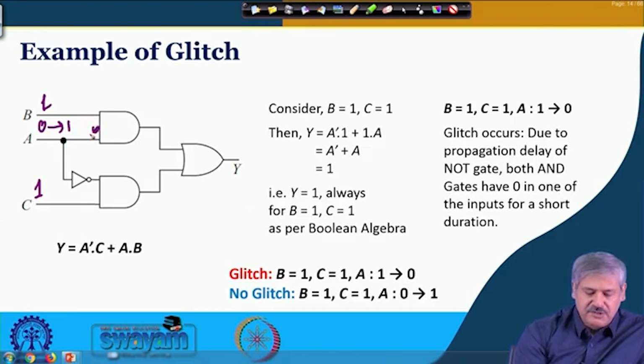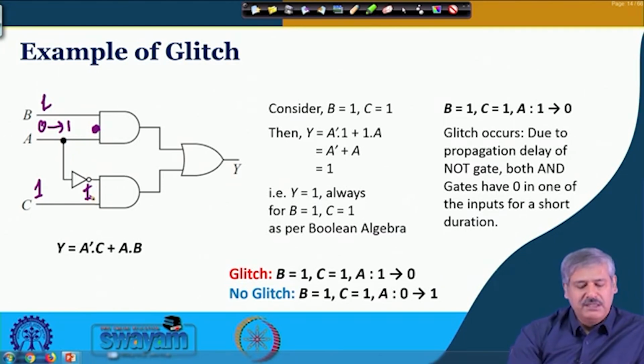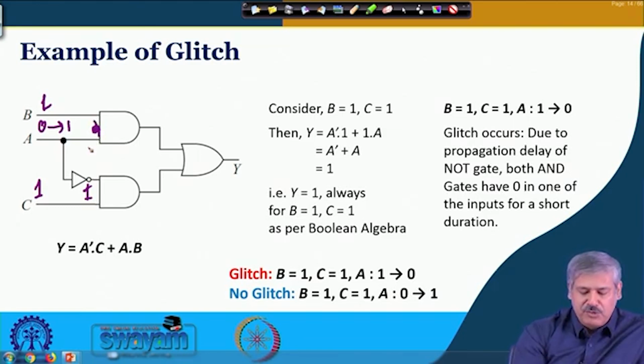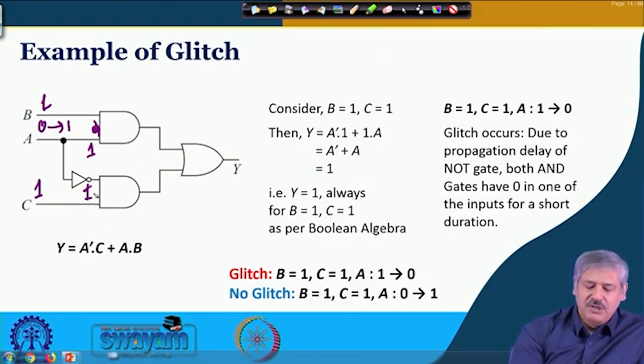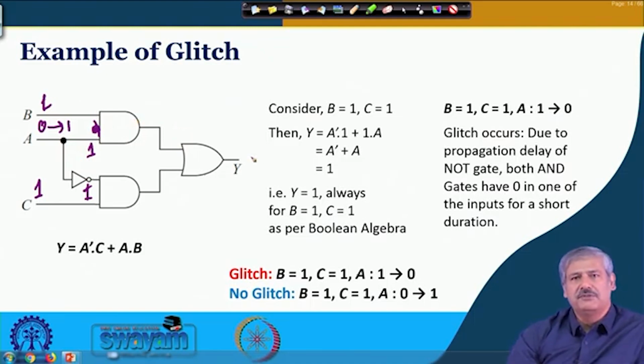So, this is 0, and this is 1, which means this was already 1. Then the change takes place, so this 0 becomes 1 immediately, but this 1 is held; it will go to 0 after the propagation delay. But by that time, this AND gate output, both of them are 1. So, this is 1, and the OR gate will be held at 1, there is no issue.